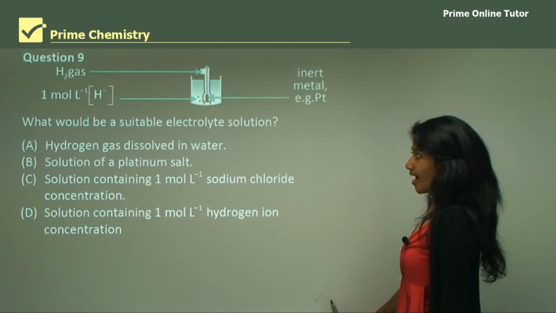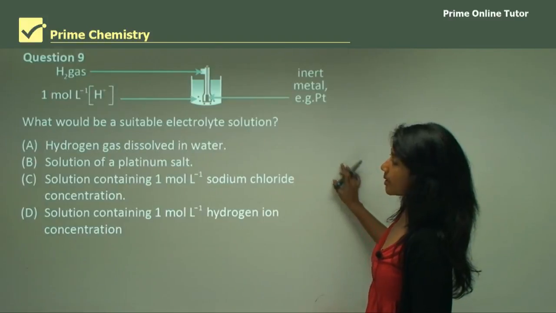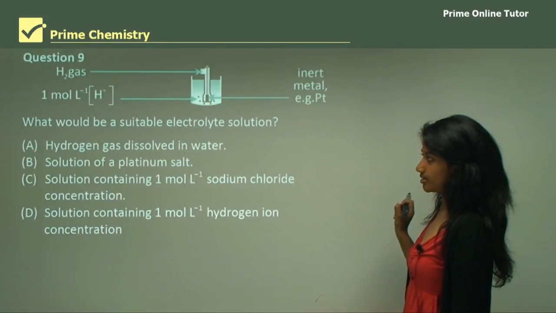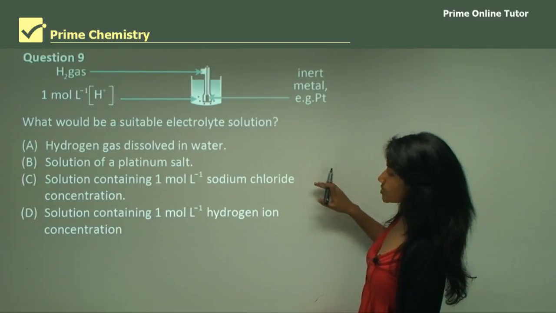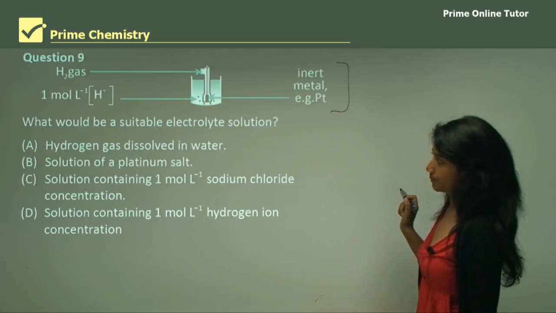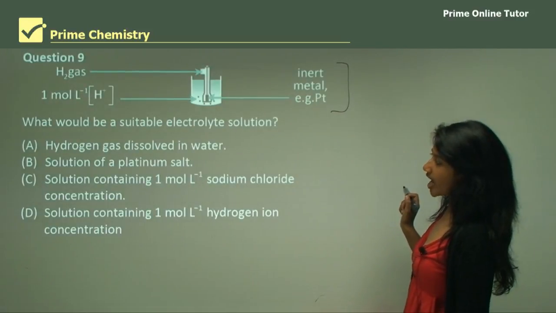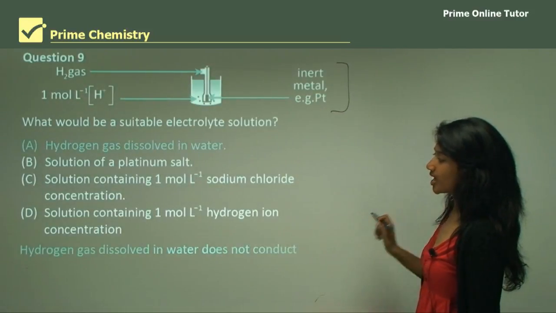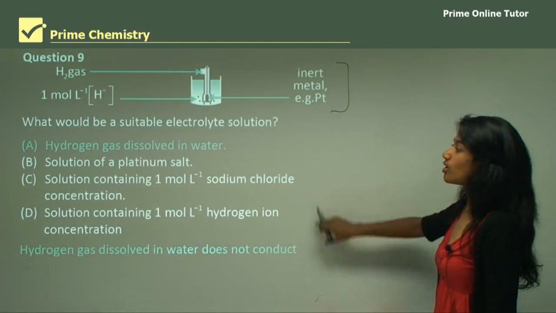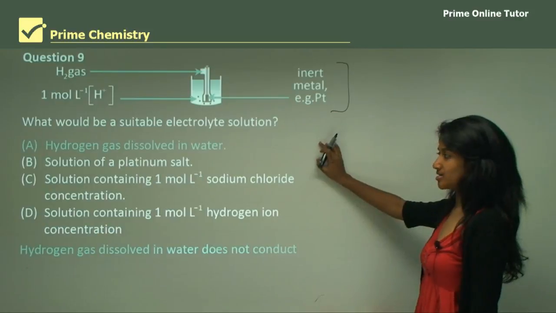Question number 9. We have a multiple choice question here. What would be a suitable electrolyte solution? So we have 4 options here, and this is the example that we're referring to. Is it A, hydrogen gas dissolved in water? Hydrogen gas dissolved in water does not conduct, so option A is not the correct answer.